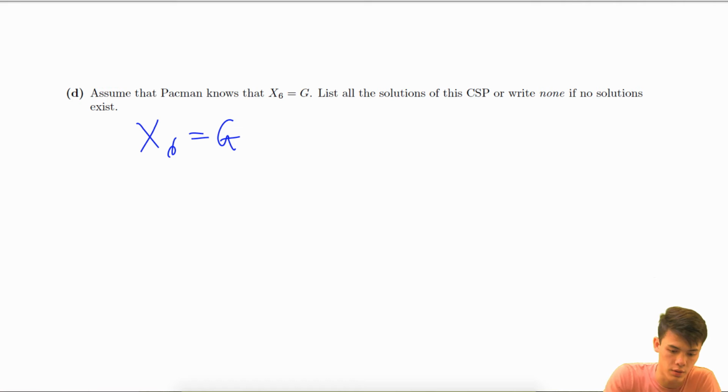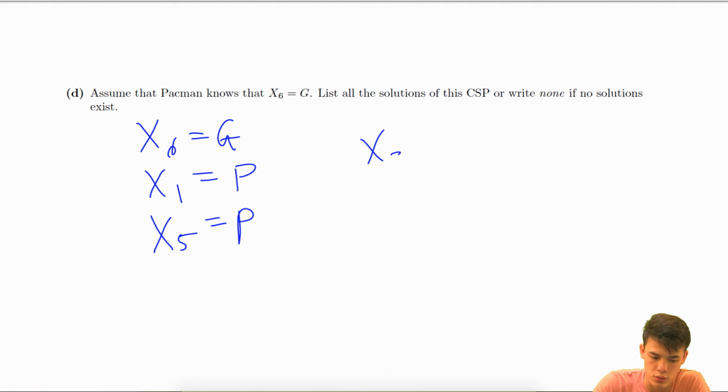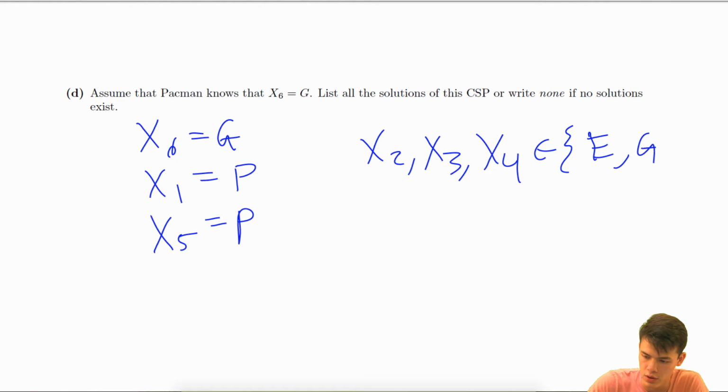So if 6 isn't the pit, we know that x1 has to be the pit. Likewise, between 6 and 5 we also saw a strong breeze. So x5 has to be a pit by the same logic. From here, we're left with 2, 3, and 4 unassigned. We know they can't be pits because of our unary constraints. So each of them, x2, x3, and x4, are going to take values in E or G at this point. Exit or goal, or sorry, exit or ghost.